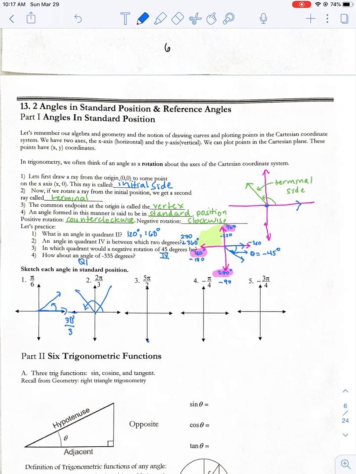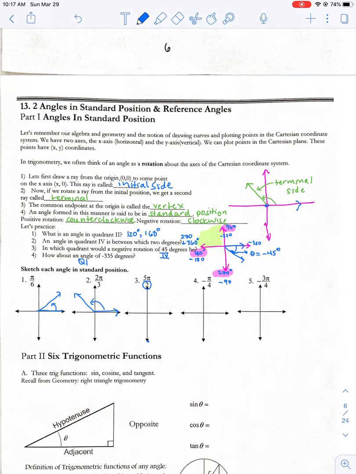So when I'm drawing this 2 pi over 3, what I want to do is simply draw the initial side on the positive x-axis, and 2 pi over 3 being 2/3 of the way to pi. And we can draw an arrow to indicate that that's the angle that we are referring to, with it being 2/3 of the way to pi.